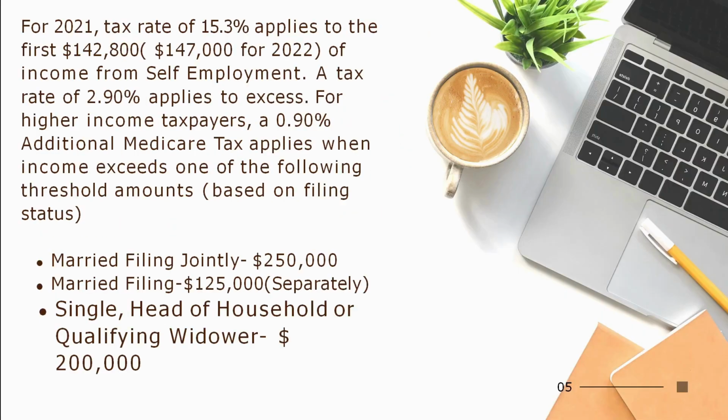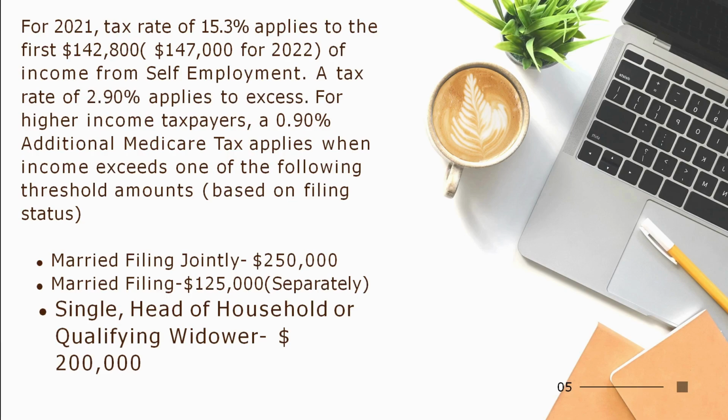Now let's understand the implication and how it's basically calculated. For 2021, a tax rate of 15.3% applies to the first $142,800, which is $147,000 for 2022. On any income over and above it, an additional 2.9% has to be charged. Again, for higher income taxpayers, an additional 0.9% Medicare tax applies when income exceeds one of the thresholds based on the filing status.